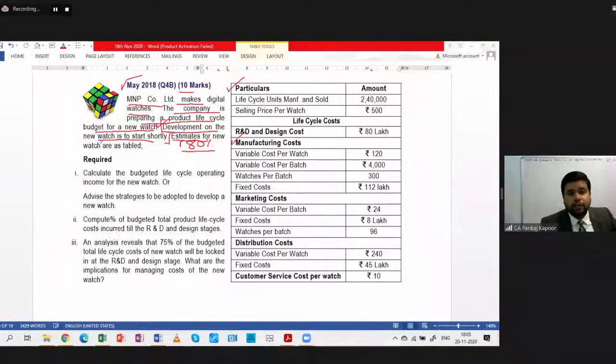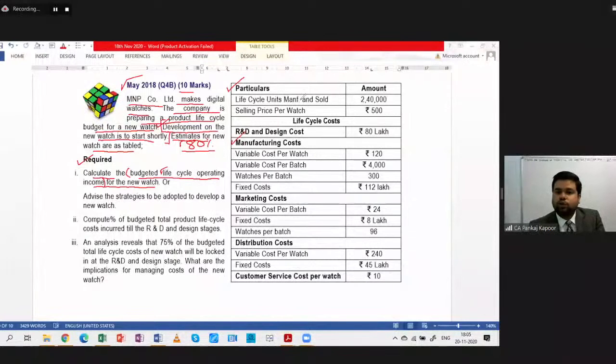Further, the estimates for the new watch are in the table. So in this table, the entire estimate is given to you. Now, what is required from us? Read the first requirement along with me, friends. We are supposed to calculate the budgeted life cycle operating income for the new watch. Obviously, in order to compute operating income, we must know how much is our revenue and how much is our cost. And this is not the operating income for any individual year. This is the life cycle operating income. Hence, we need to reduce life cycle cost from the life cycle revenue.